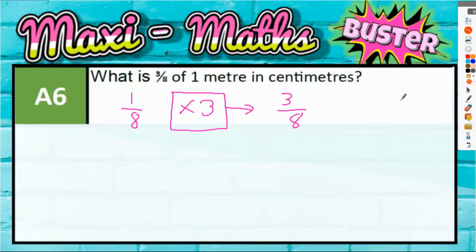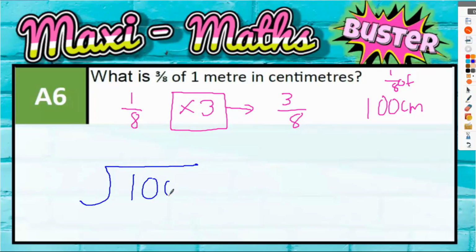Well, 1 meter in centimeters is 100 centimeters. So I need to basically find an eighth of 100. And to find an eighth of anything, you divide by 8. So what I'm actually going to do is a bus stop division method. I'm going to take my 100 centimeters and divide it by 8. And then we'll see where we go from there.